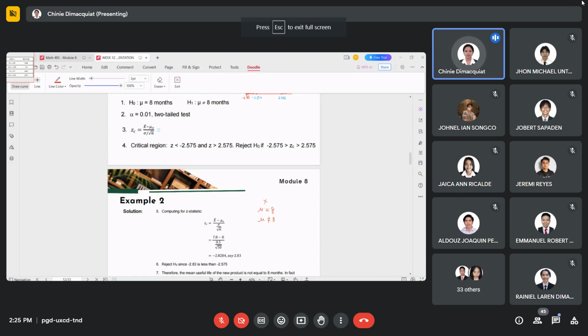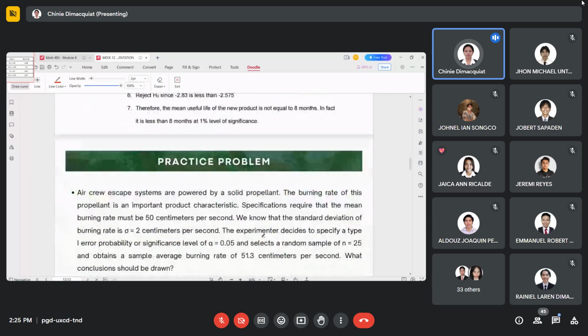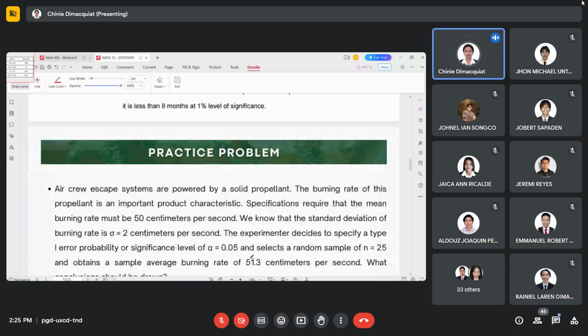Nag-assume po ba kayo dito sa ating example 2? Wala naman. Nagigets naman po. Okay. Sige. Kung wala po kayong question, pakitry pong sagutan itong ating practice problem. Isa lang naman yan.